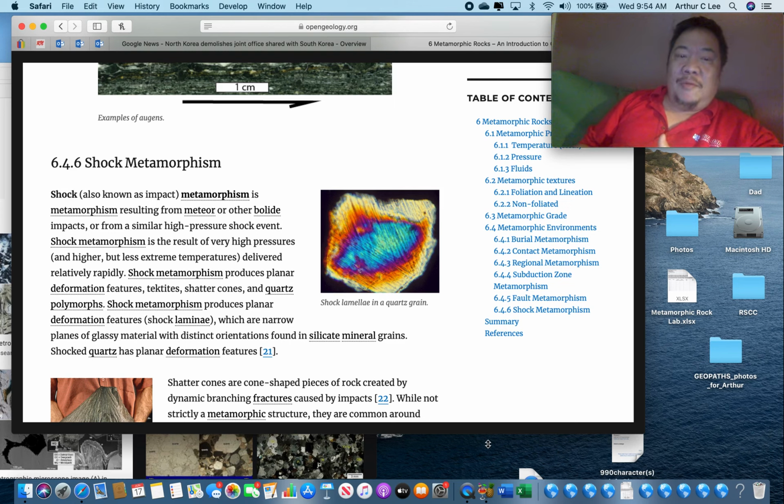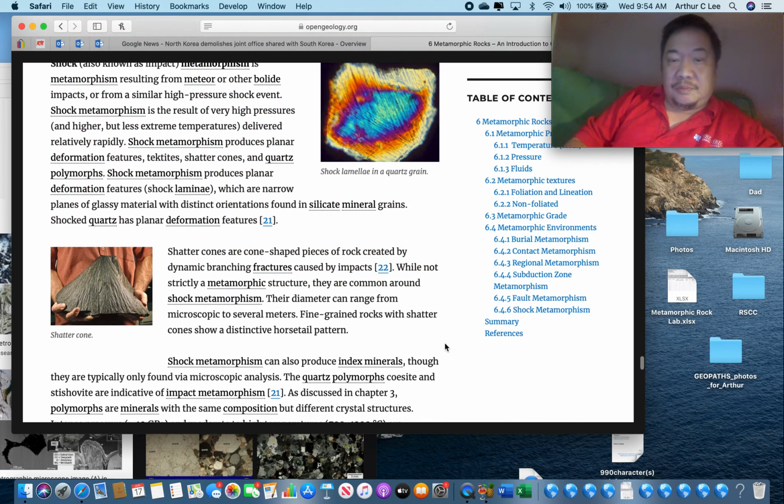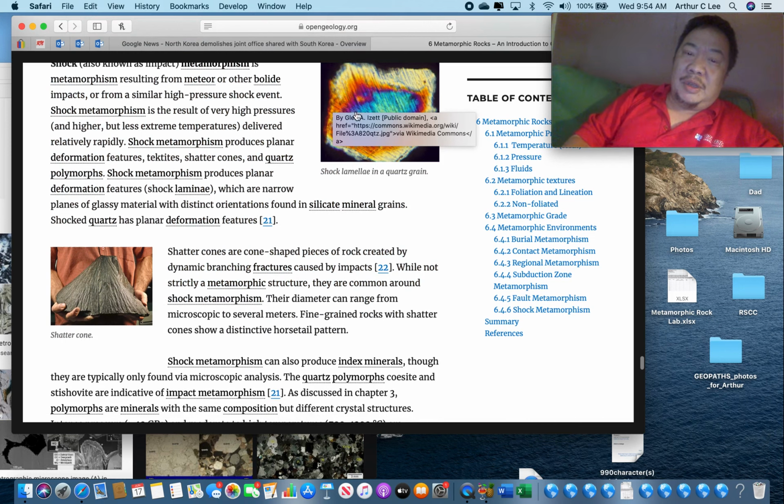So shock metamorphism is caused by extraterrestrial impacts. That means an asteroid or a meteor, or in rare circumstances, a comet. If it hits our planet, it can cause a special type of metamorphism, and it produces this very strange looking mineral here called shocked quartz.